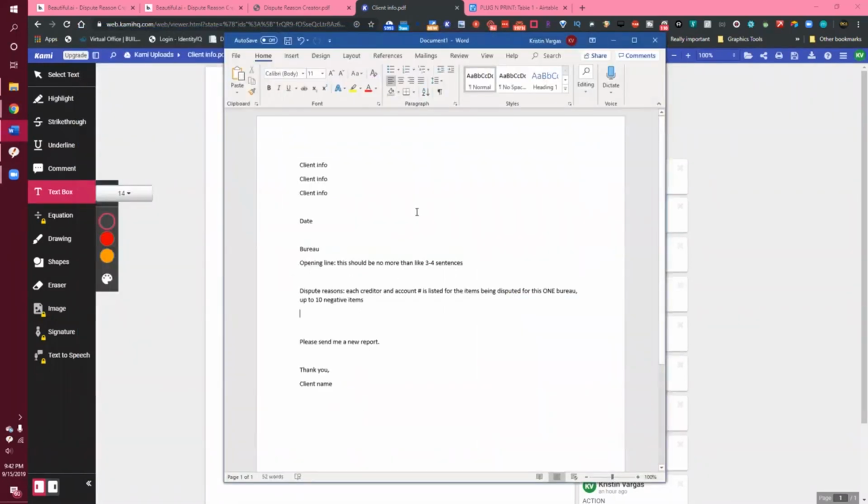And if you remember from video 1, you have your client information, the date, the bureau, opening line that should be no more than 3 to 4 sentences, and then your dispute reasons. And the key to doing this is the dispute reason.